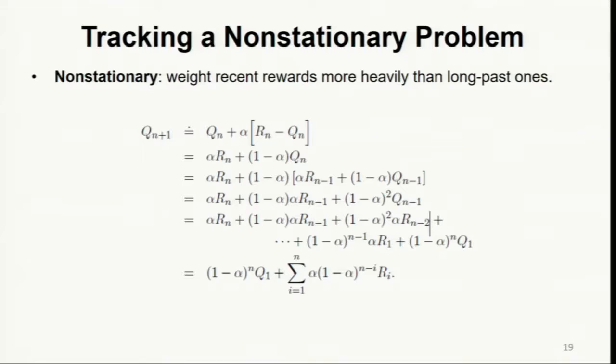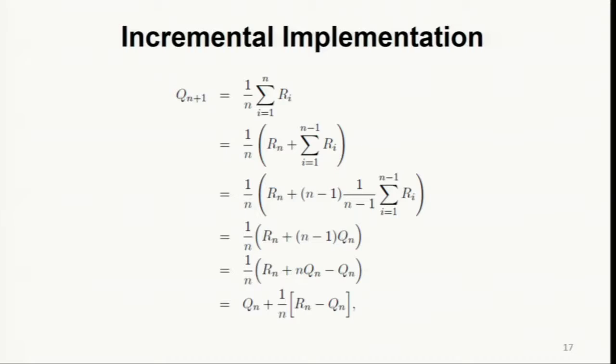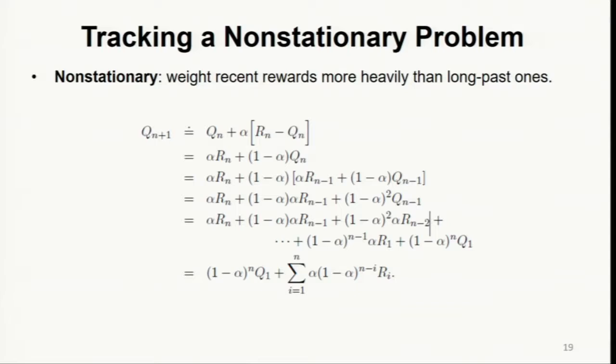However, this could be non-stationary. In the non-stationary case, you want to weigh the recent rewards more heavily than the long past ones. That means you are not going to use 1 over n anymore. Because how did you get 1 over n? When you get 1 over n, the weight for every R1, R2, R3, R4 to Rn is 1 over n for all of them. That means you weigh all the rewards in the past equally. But if you want to weigh the most recent rewards more heavily than the long past ones, you just don't use 1 over n.